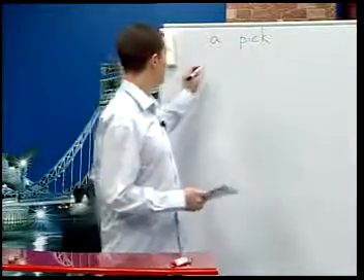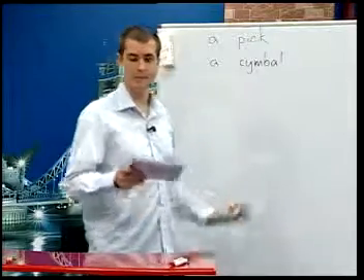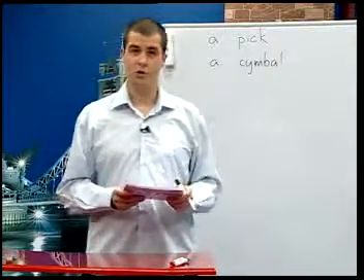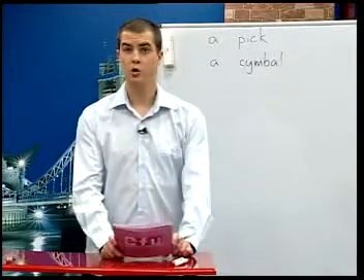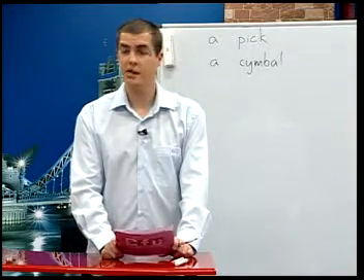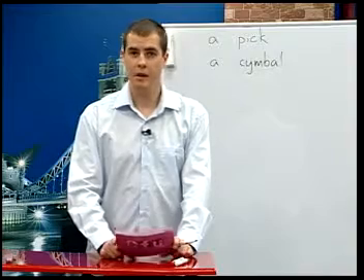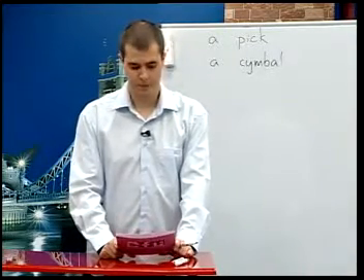And the next word is a cymbal. A cymbal. This is a musical instrument made of a thin, round piece of metal, usually brass, and you play it by hitting it with a stick, or by hitting them together. A drummer will usually have 2 or 3 cymbals.